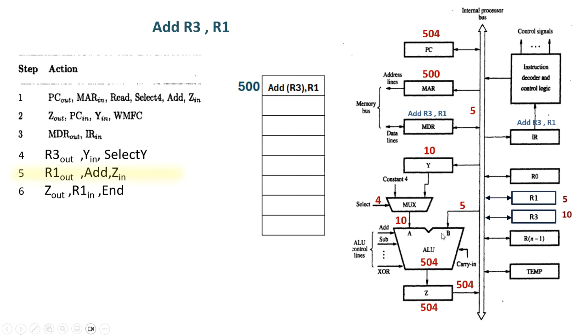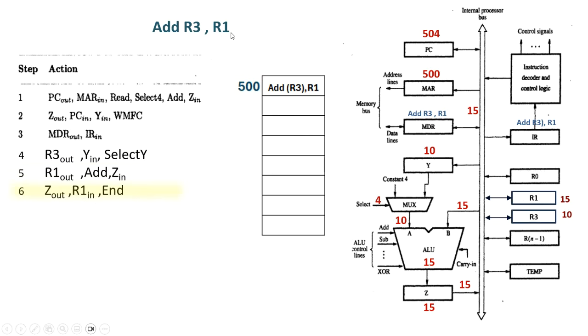So these two values can be added and the result is moved into the Z register by means of enabling the Z in control signal. Then Z out can be enabled and R1 in can be enabled. So the 15 can be moved into the R1 register. Then finally your program comes to the end state.